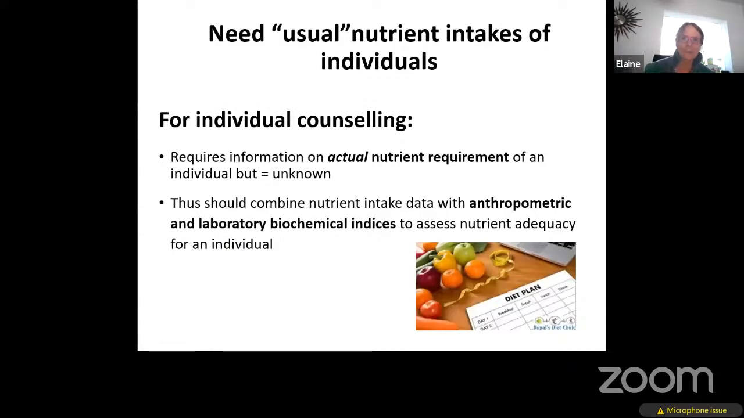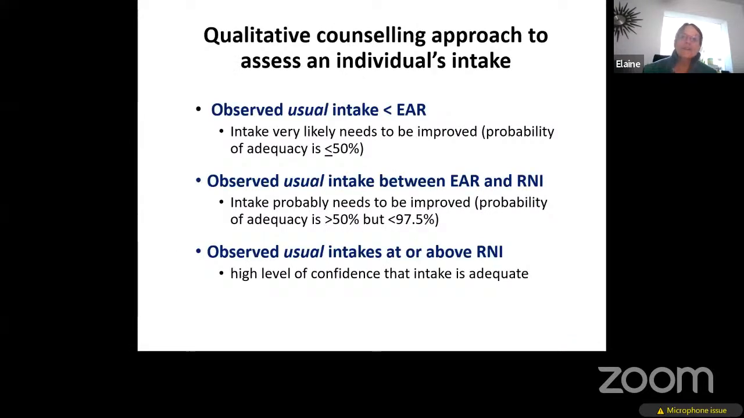So for individual counseling, this is where you really would like information on actual nutrient requirements, but of course that's not known. So again, it's always important if you're trying to determine whether somebody is not meeting their needs to have laboratory information, or if you're looking at energy, to have anthropometric information that would say they're gaining weight or they're losing weight, because dietary intake cannot identify adequacy because we don't know the nutrient requirements of an individual. However, there's a qualitative approach that can be used when you're counseling.